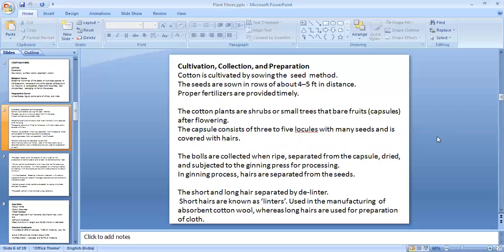Each capsule will have around 3 to 5 locules. In each locule, there are many seeds which are covered by the epidermal trichomes, otherwise called hairs.